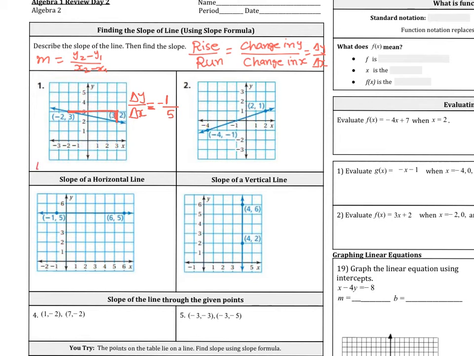If the line falls from left to right, it's going to be a negative slope.